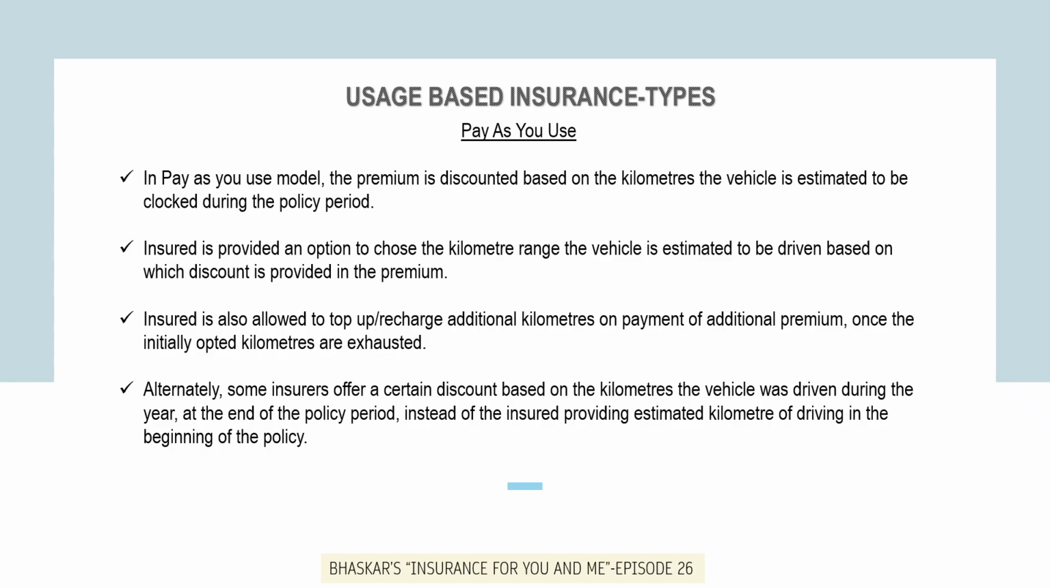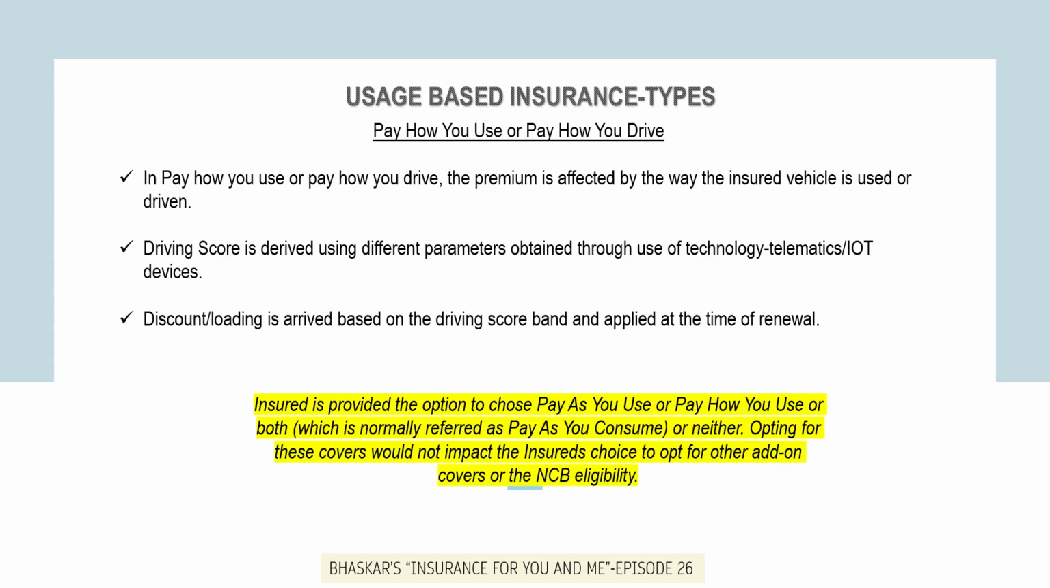The next model is pay how you use, or pay how you drive. In pay how you drive, the premium is affected by the way the insured vehicle is used or driven. The driving score is derived using different parameters obtained through the use of technology, that is telematics or IoT devices, etc. And a certain discount or loading is arrived at based on the driving score band, and this is applied on the premium at the time of renewal.